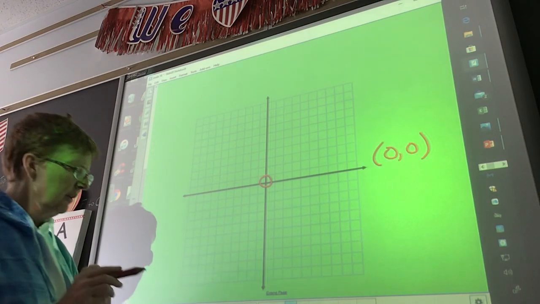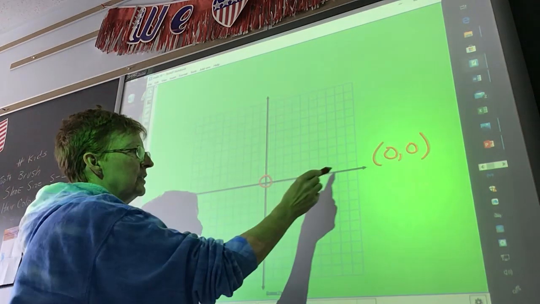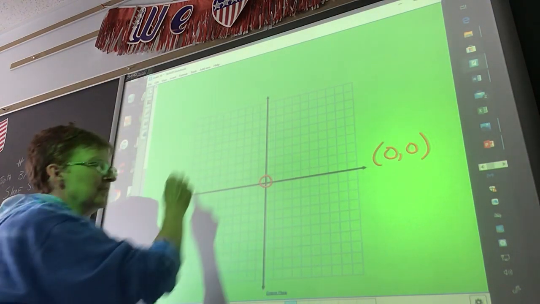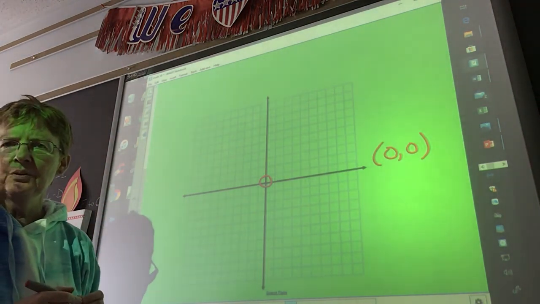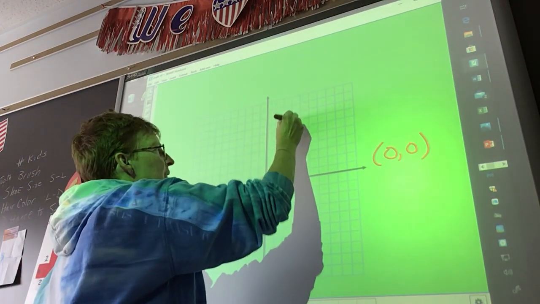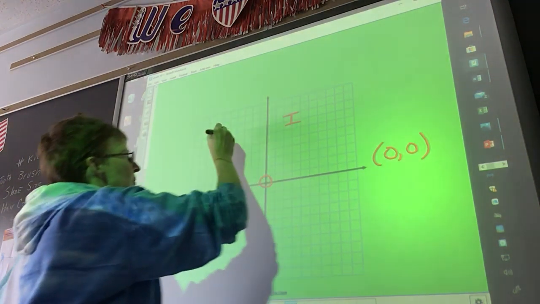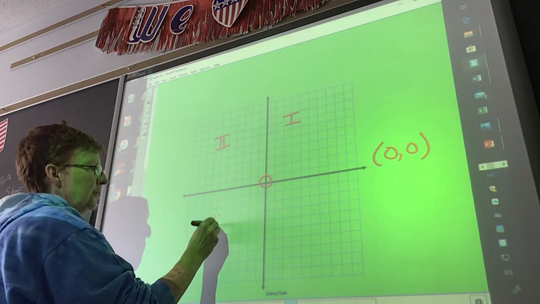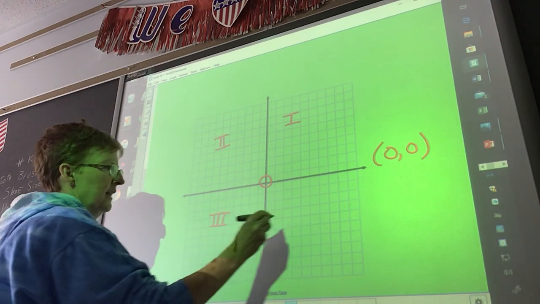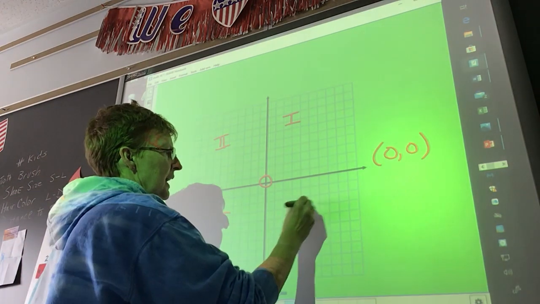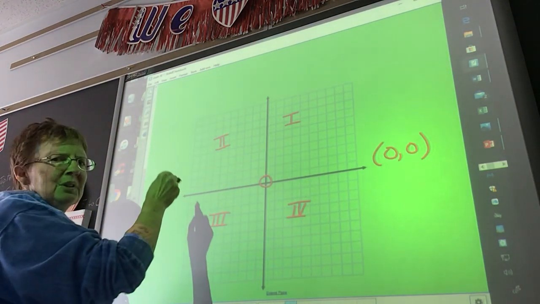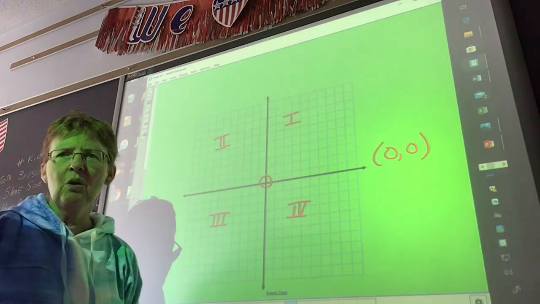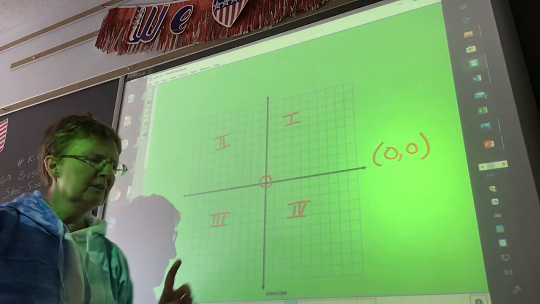All right, so then what you do is you count to the left or you count to the right, and then you go up or you go down, and you're in different quadrants. This is quadrant 1. This is quadrant 2. This is quadrant 3. And this is quadrant 4. So you're going in a counterclockwise motion to know which particular quadrant is which.